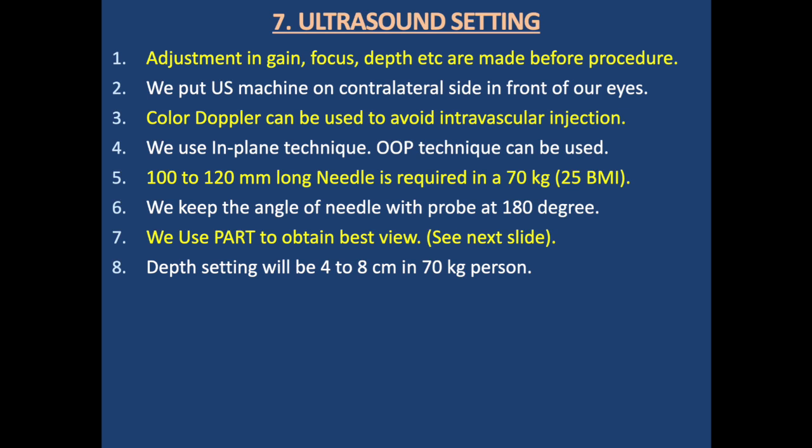A 100 to 120 mm, 21 gauge or 22 gauge short bevel insulated stimulating needle is required in a 70 kg person. We keep the angle of the needle with the probe at 180 degrees. We use PART to obtain the best view. See the next slide. Depth setting is 4 to 8 cm.